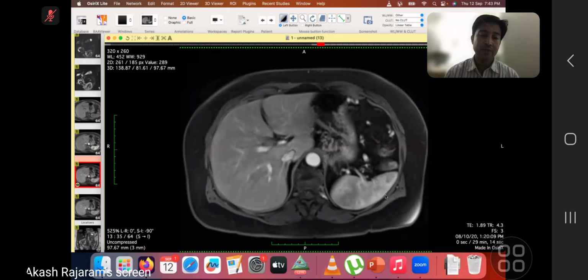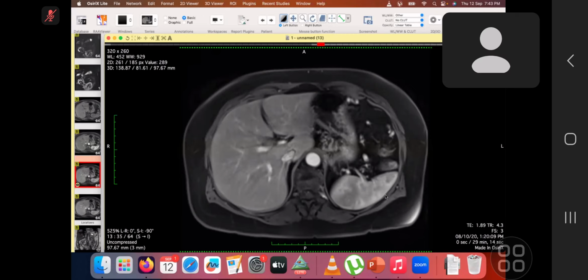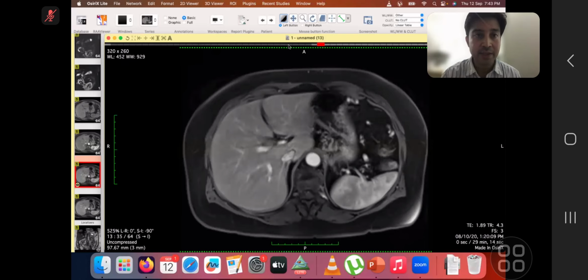Okay. Any differentials for the adrenal lesion? You said pheochromocytoma and metastasis. Anything else? And a primary lesion could be there, but less likely an adrenal myelolipoma or lipoma because I couldn't see fat density there. Okay, let's go to the next case.